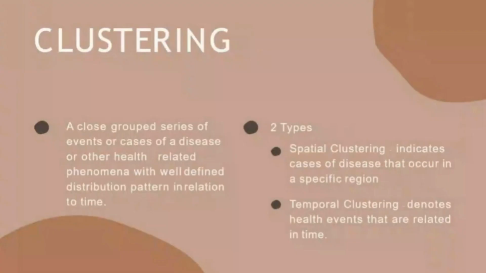Let us move on to clustering. Clustering in epidemiology is a closed group series of events or cases of a disease or other health-related phenomena with a well-defined distribution pattern in relation to time. So there are two types of clustering. This is the spatial clustering and the temporal clustering. Spatial clustering indicates cases of disease that occur in a specific region. And the other one is temporal clustering, which denotes health events that are related in time.